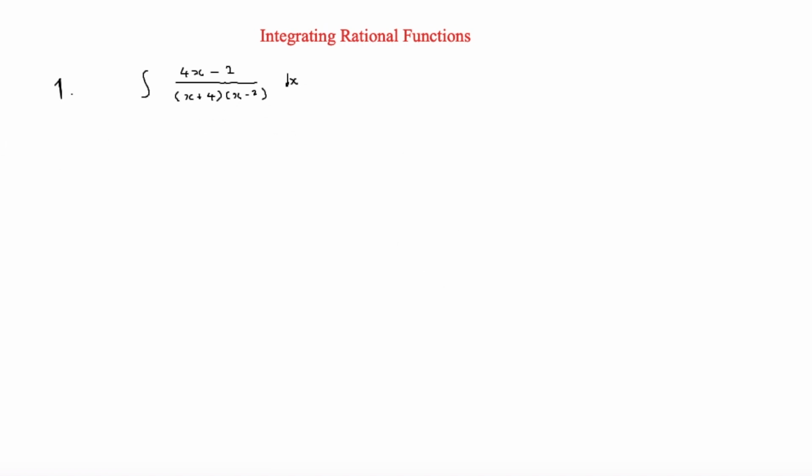So we have here: integrate (4x minus 2) over (x plus 4)(x minus 2). This is just using our simple knowledge of partial fractions. So this is going to be equal to A over x plus 4, and then plus B over x minus 2. If you don't know how to do partial fractions, I will go through it briefly in this video. However, if you want a fully explained video, look at my partial fractions video.